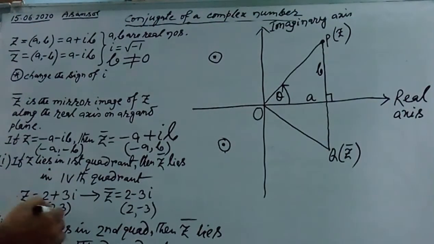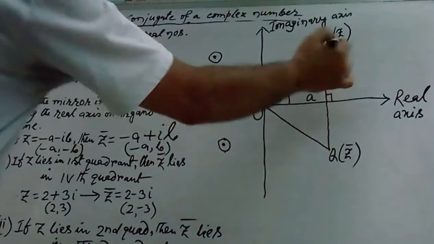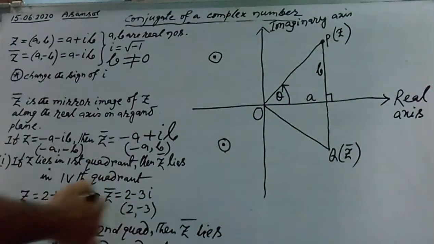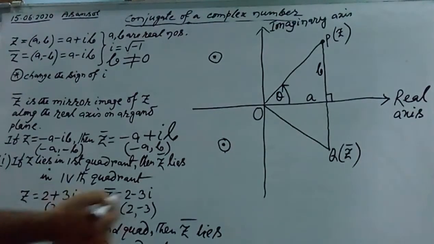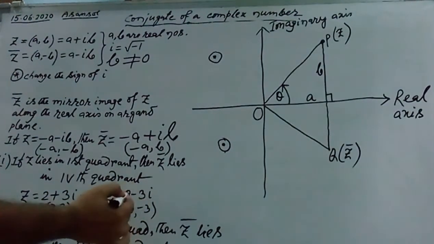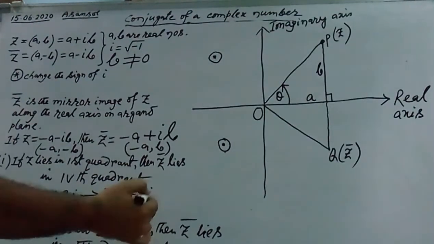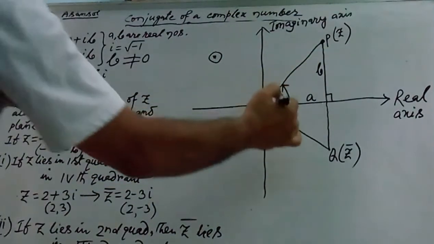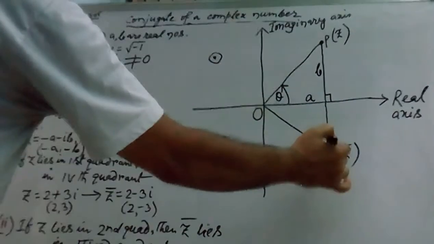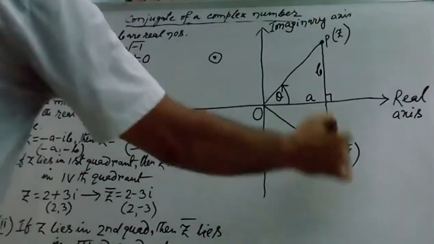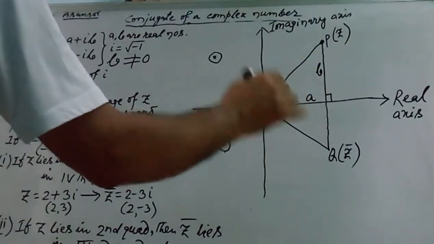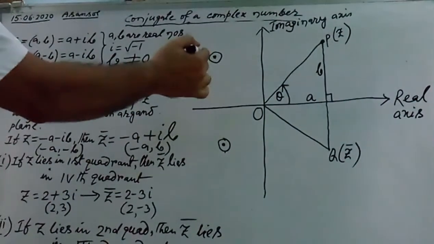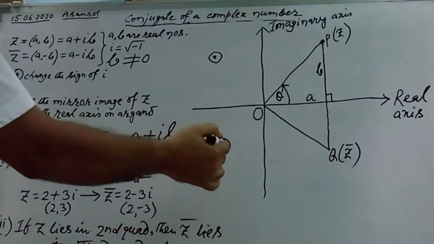So z equal to (2, 3) will be in the first quadrant. Then z bar will be, change the sign of i. It is plus here, so it will be minus: z bar is equal to 2 minus 3i. It can be written as (2, minus 3). So (2, 3) is here, and (2, minus 3) will be here. So if z lies in the first quadrant, z bar will lie in the fourth quadrant. This is the geometrical interpretation. Similarly, if z lies in the second quadrant, then z bar will lie in the third quadrant.